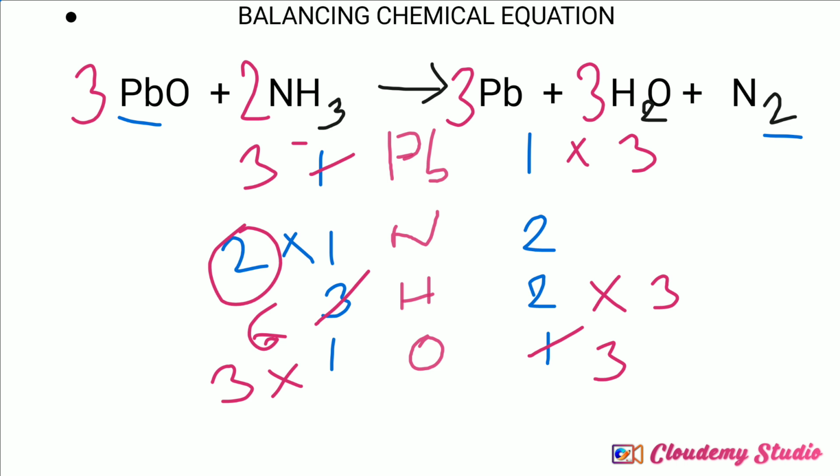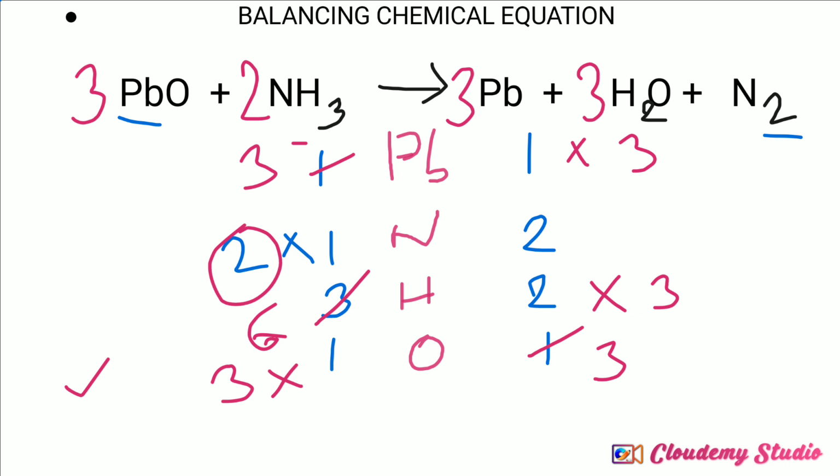So now let's check the atoms on the left hand side and the right hand side. Pb, both the sides the number of atoms are 3. Nitrogen, both the sides the number of atoms are 2. Hydrogen, both the sides the number of atoms are 6. Oxygen, both the sides the number of oxygen atoms are 3. So all the atoms of the elements on the reactant side and the product side are equal. Therefore, now the equation is balanced.